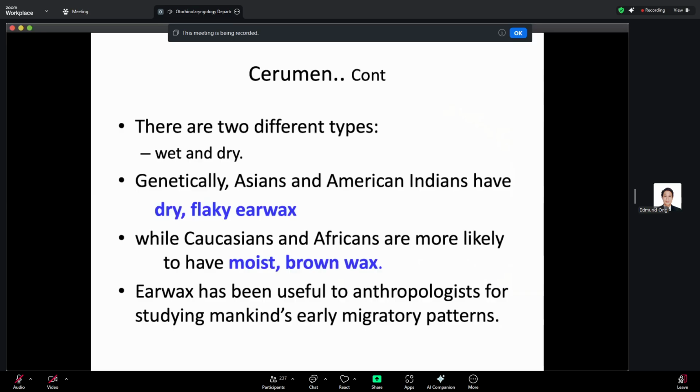There are two different types, wet and dry. Asians in general have dry wax compared to Caucasians, who usually have wet cerumen. Next slide.